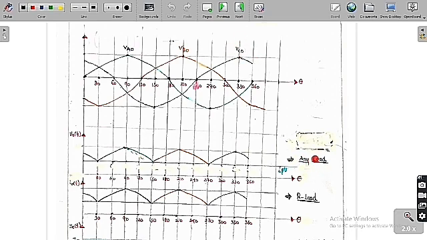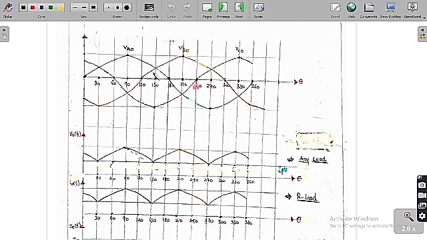Now, irrespective of the load, I am going to assume the load is highly inductive. For a highly inductive load, the current will always be constant. Suppose for any load, as I have already told you, from 30 degrees to 150 degrees, Va0 is greater.